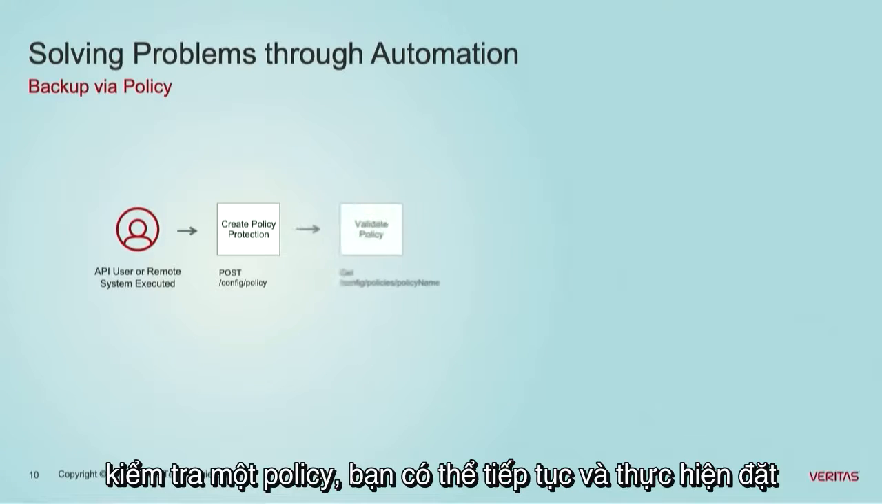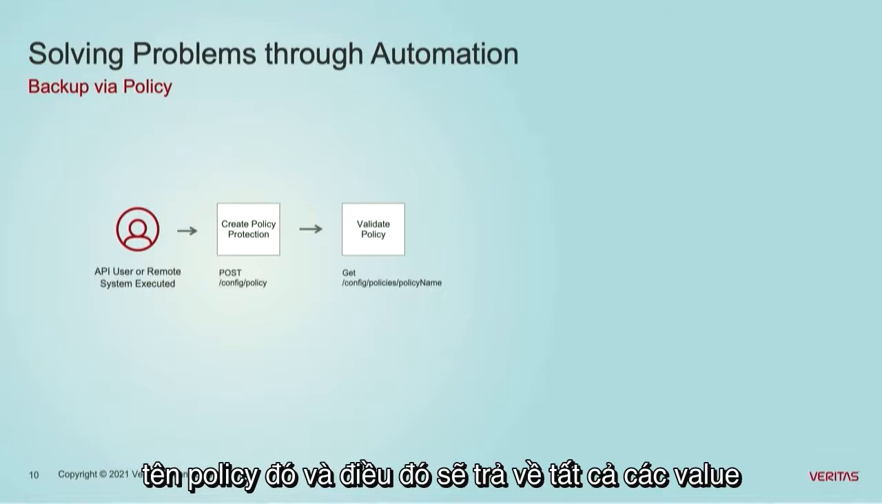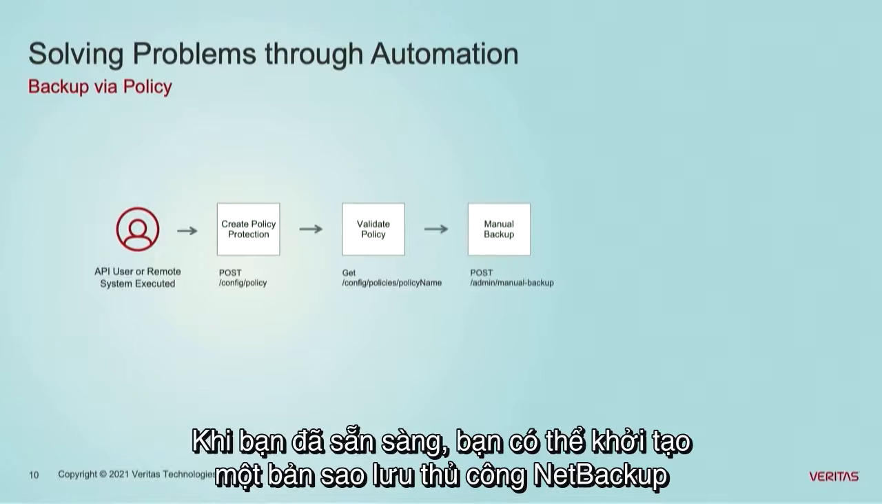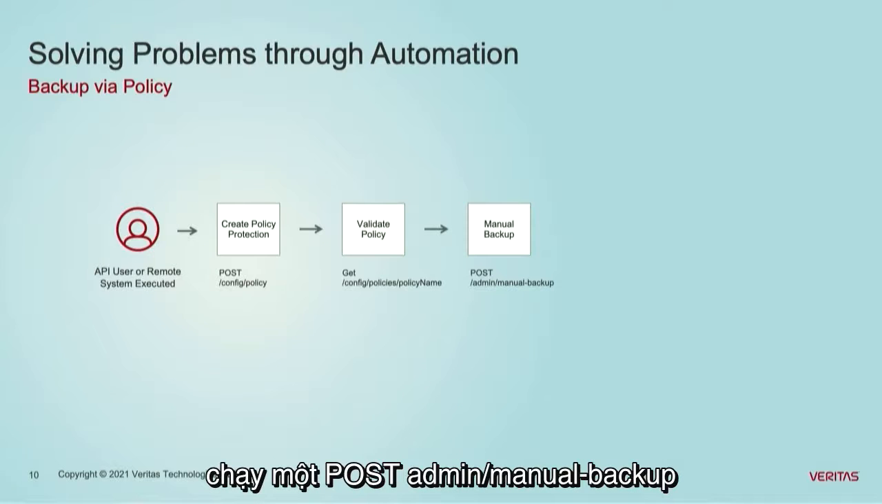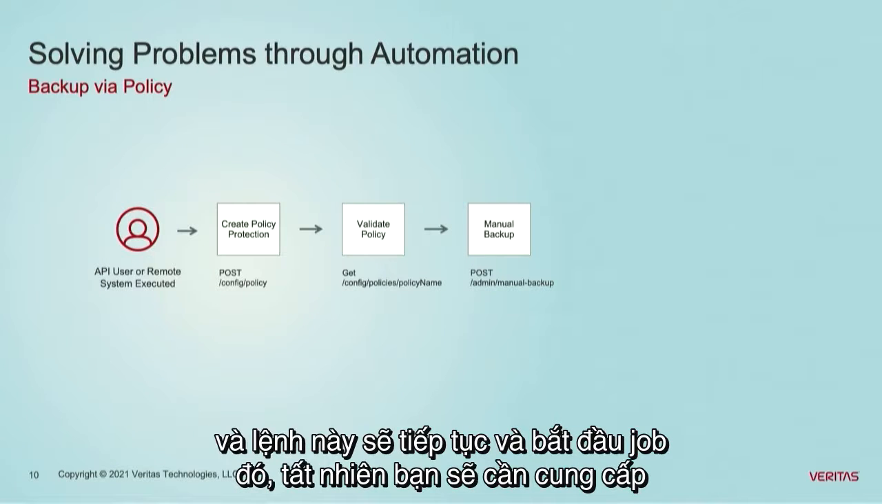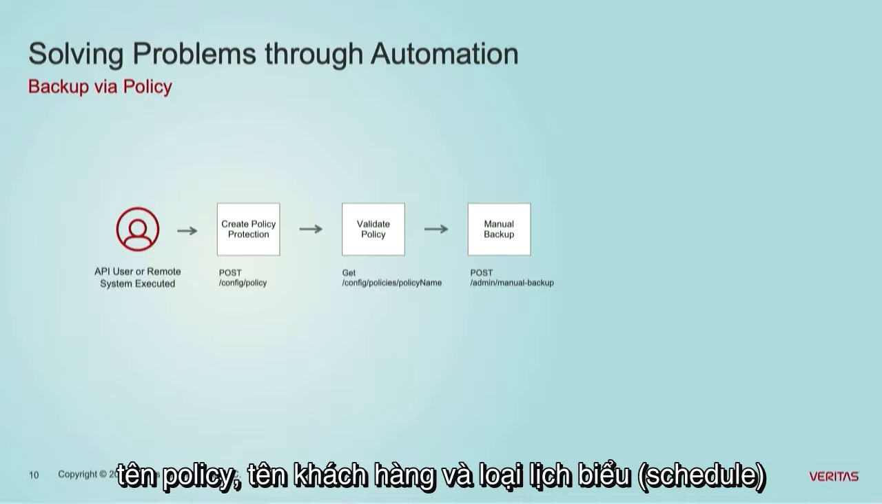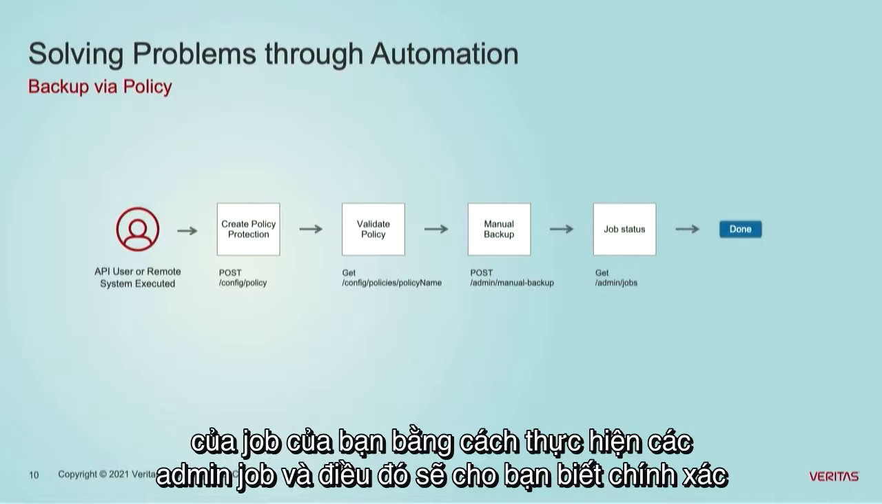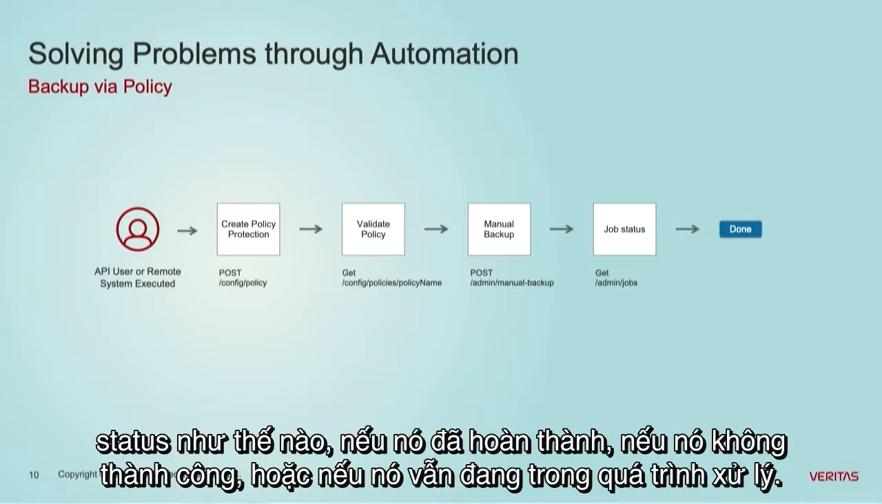If you want to check a policy, you could go ahead and then run a GET against that policy name, and that will return all the values that you set up within that policy type. When you're ready, you can instantiate a NetBackup manual backup by running a POST to admin/manual-backup, and that will go ahead and kick off that job. You will need to provide, of course, the policy name, the client name, and the type of schedule, but it will kick that off for you. And then finally, you can get the status of your job by doing a GET on admin/jobs, and that'll tell you exactly what the status is, if it completed, if it failed, or if it's still in process.